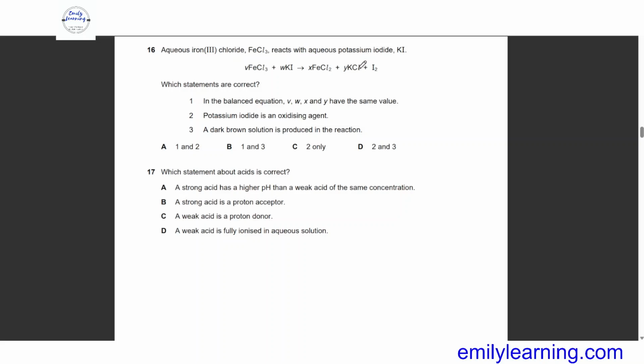So I have 3 Cl altogether. Next, K is 1 K and 1 K here, alright. 1 I, but there are 2 I's here. No. So in other words, I know that I cannot have 1 is to 1 is to 1 is to 1.